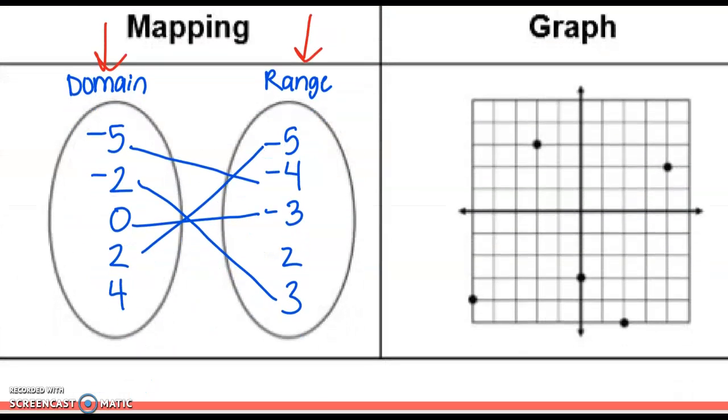Okay, one thing you can look for too when we're looking at this, and we'll get to this in a few minutes, is whether or not it's a function. And remember, as long as every x value only has one y value, that is, as long as no x value is repeated, it's a function, and that is the case here.